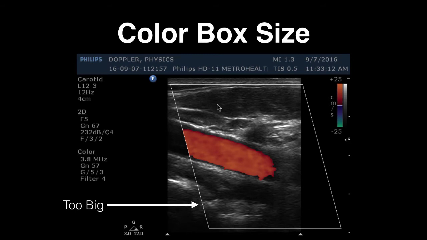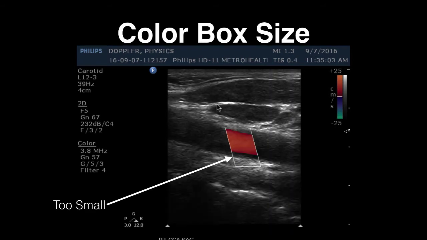Remember when we were doing B mode scanning, we talked about how the more focal zones you place on the image, the slower the frame rate. Essentially the same thing happens here. So it's kind of a balancing act. You don't want to have the box too big. You also don't want to have the box too small.